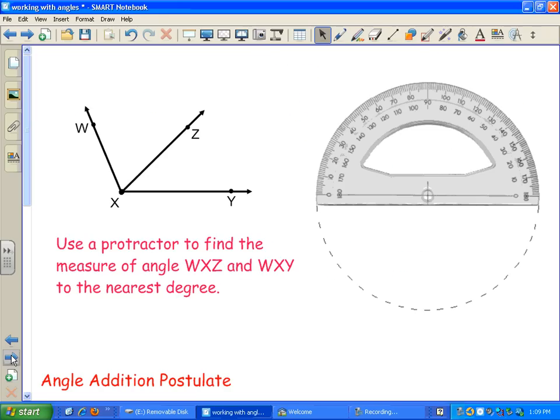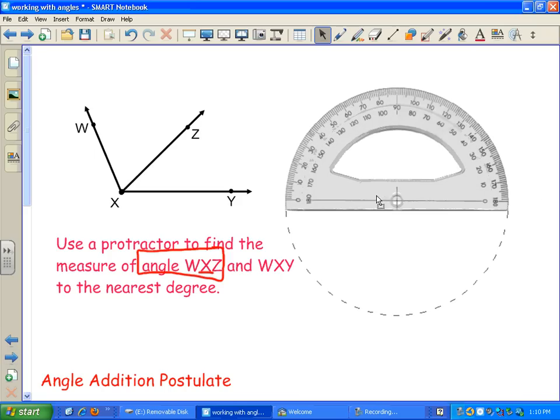Okay, let's take a look at how we can use a protractor. So you should all have access to a protractor. And what we want to do is find the measure of angle WXZ. X is the vertex. So since X is the vertex, I'm going to take my protractor and put the center, so this part right here, at the vertex.